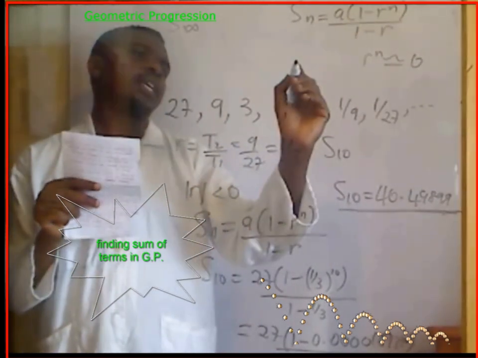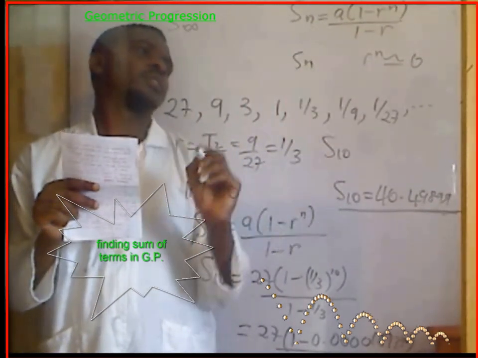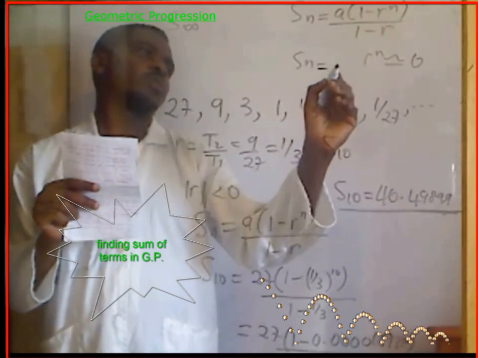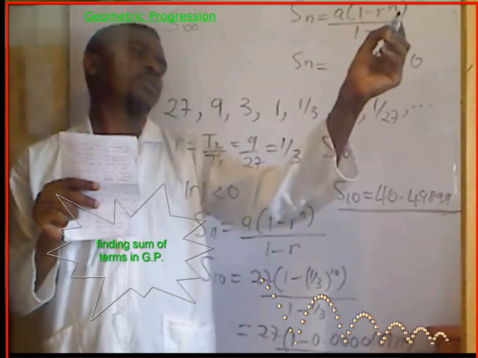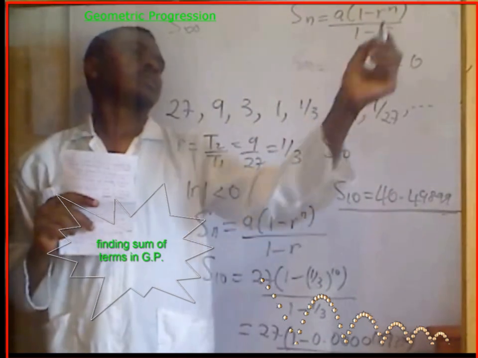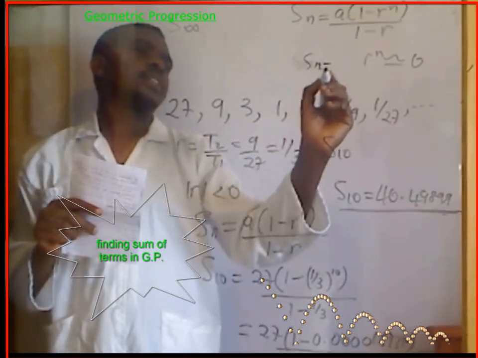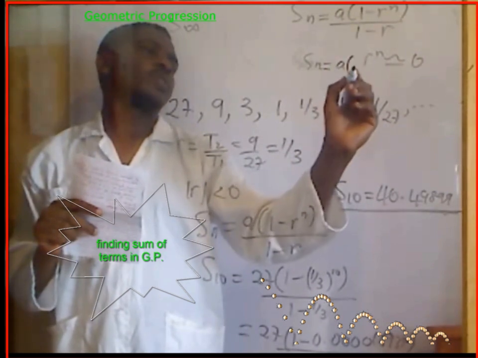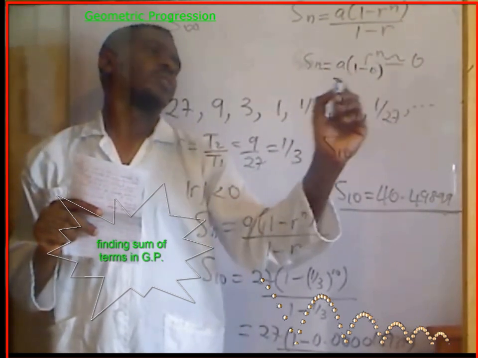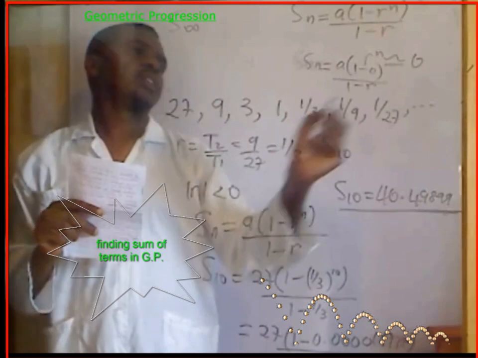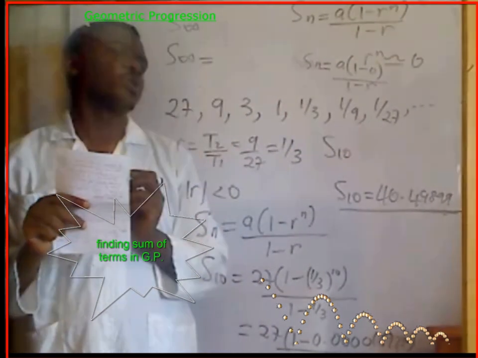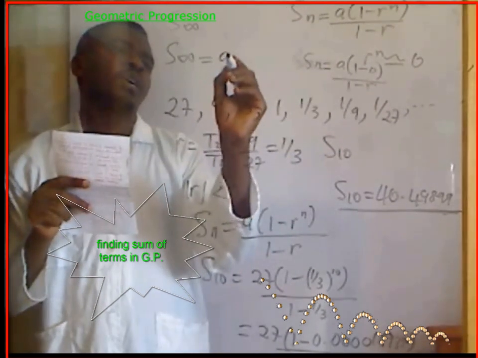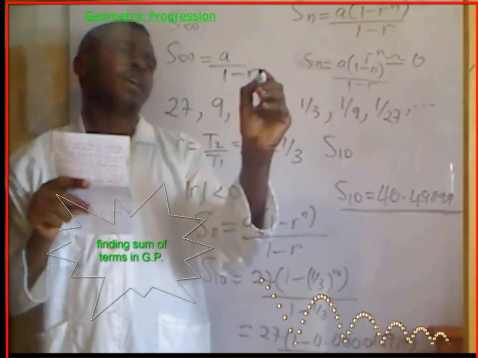So here we say that Sn will be equal to, this is 0, 1 minus 0, which is equal to 1. So this will become Sn is equal to a times (1 minus 0) all over 1 minus r. So we can state our sum to infinity will be equal to a all over 1 minus r.